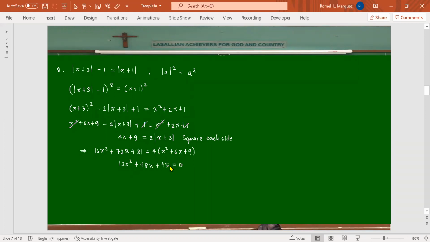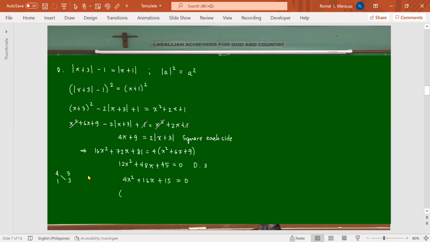Yes. Its coefficients are divisible by 3, no? So divide by 3. This is 4x squared, positive 16x, positive 15. Okay now? Factoring. Is it factorable? Guys? Let's check. What are the possible factors? 4 and 1, and then I think 5 and 3.